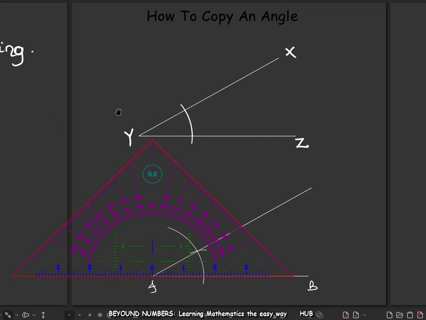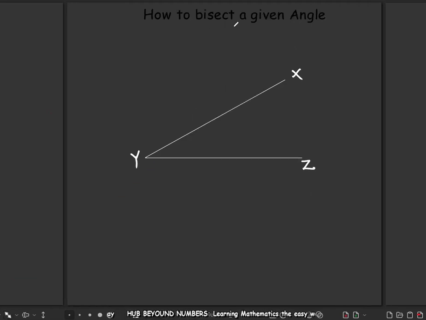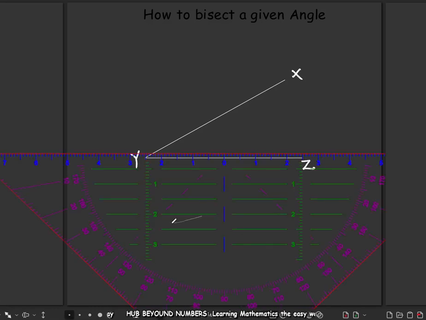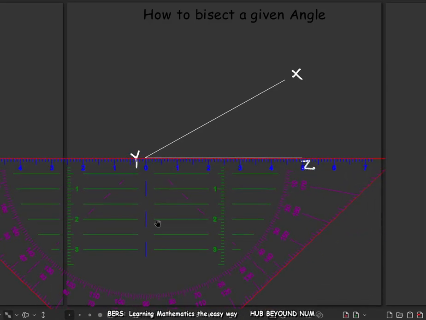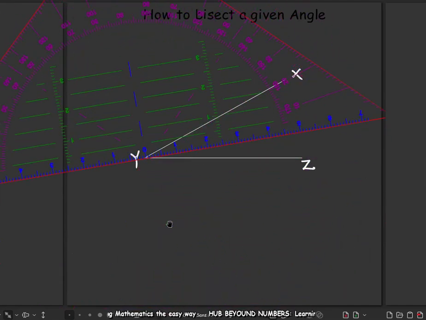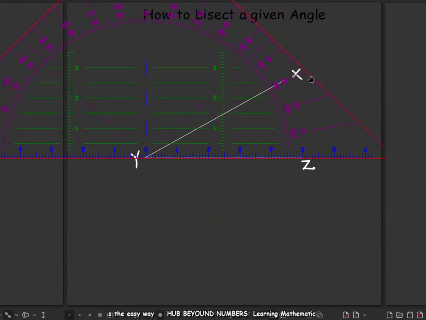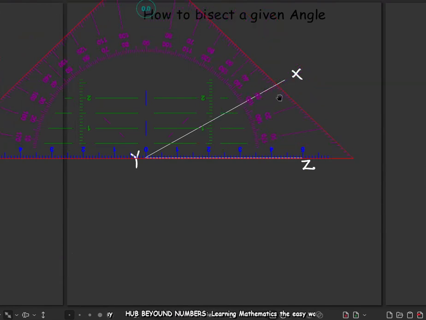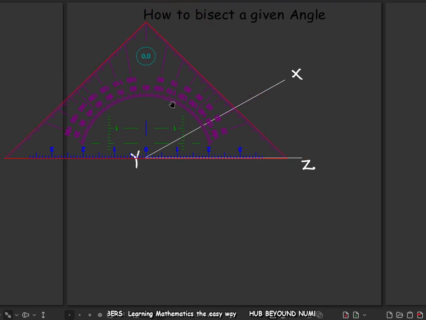In our next session now, let's look at how we can bisect a given angle. So how to bisect a given angle. So once again, we have this angle XYZ over here and we want to bisect it. Bisection simply means at the end of the day, we should have the same measure on both sides. So let me measure this angle once again over here, so we know what we should be expecting after our bisection. So this angle is 30 degrees. And it means if I finish bisecting it, I should get 15 degrees each on both sides.